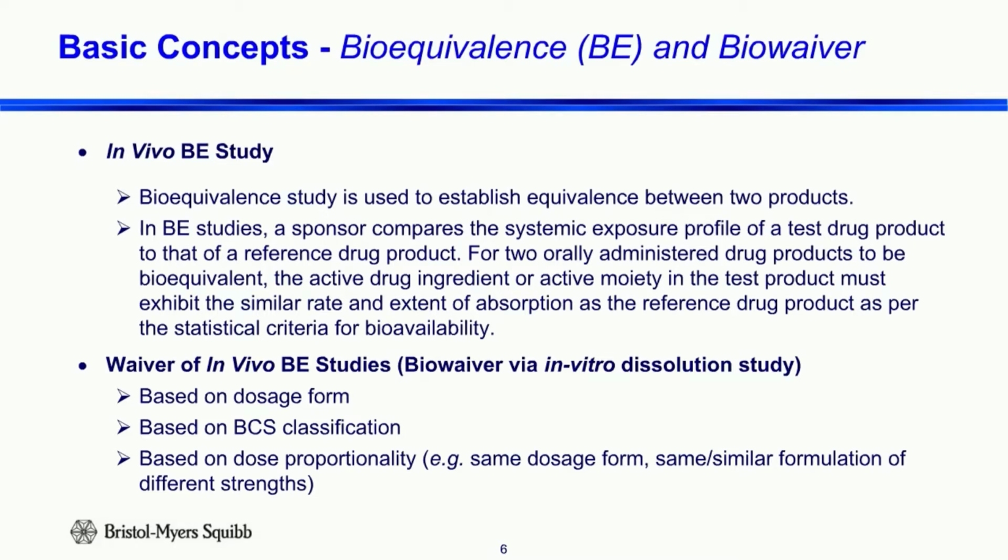So there are different situations where you can apply a waiver to waive this in-vivo study. One would be based on dosage form. Another is based on BCS classification. And the third is based on dose proportionality, which means that you have the same or similar dosage form with different strengths. So my talk will be more focused on the last one.